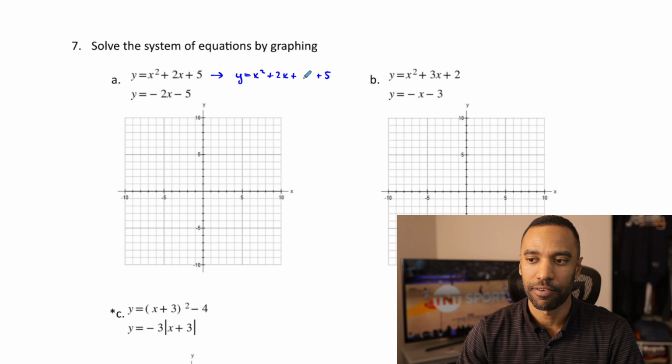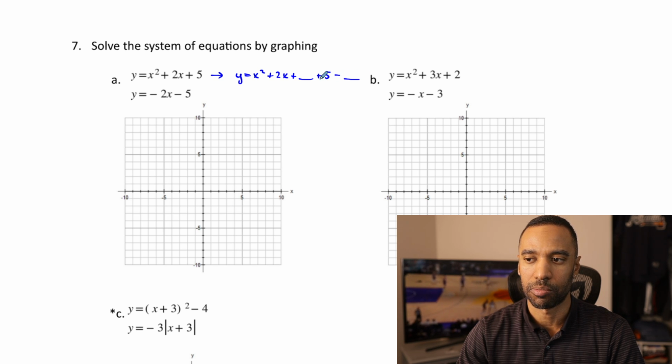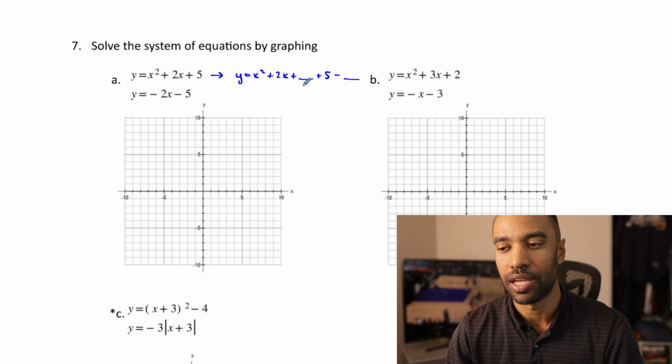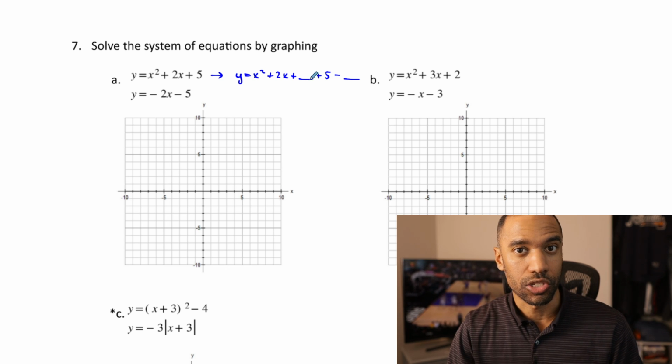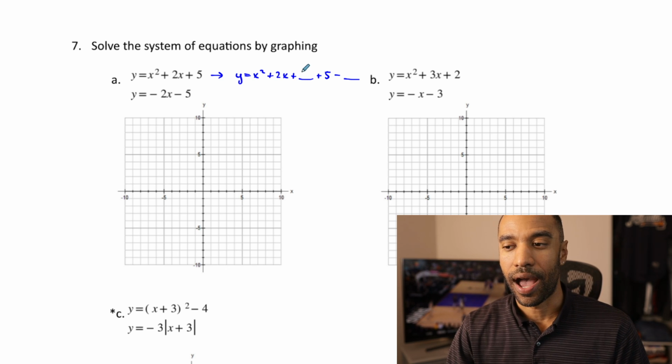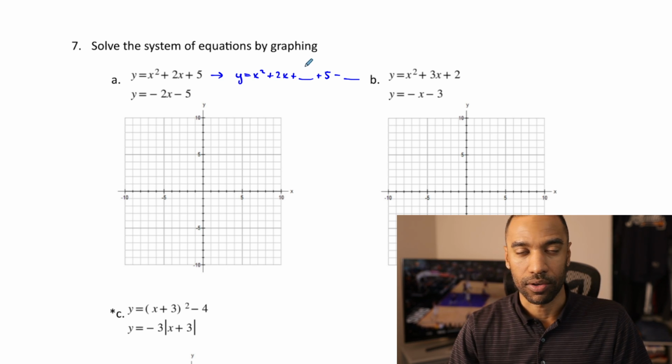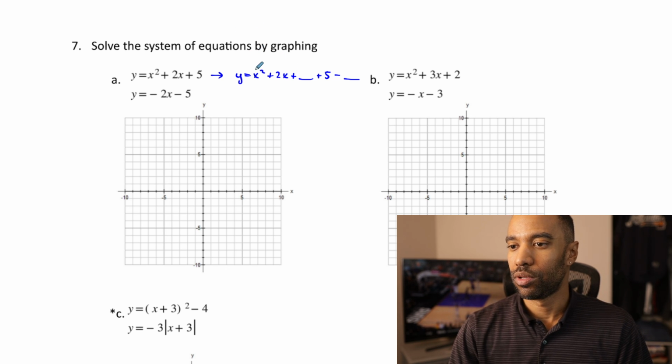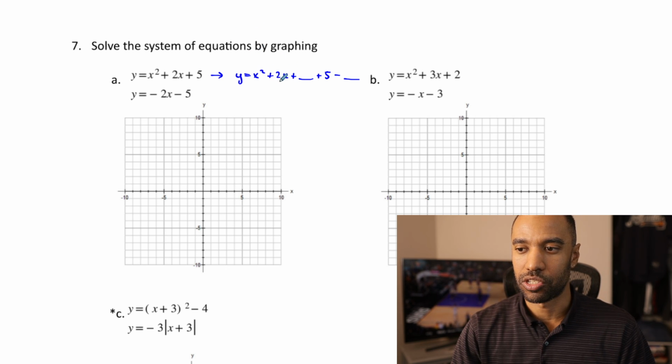I'm going to add in a different number that gives me a perfect square trinomial with these three terms, and I'm going to subtract that same value out because I can't just add something to an equation without keeping any balance. Now, to complete the square, I take half of this number and square it.